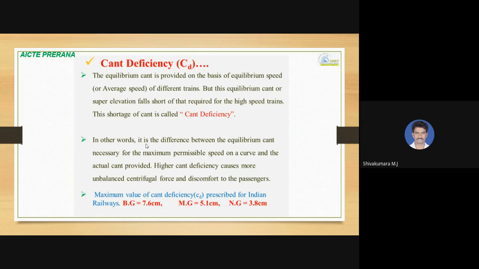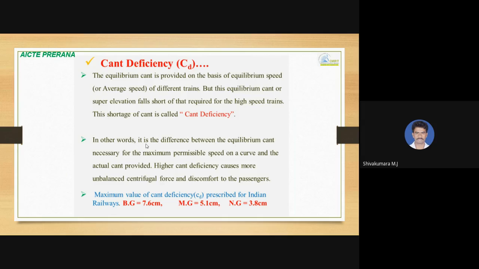Next is cant deficiency. The equilibrium cant is provided on the basis of the equilibrium speed of different trains. But this equilibrium cant or super elevation falls short of that required for high speed trains. So this shortage of cant is called cant deficiency. So in other words, it is the difference between the equilibrium cant necessary for maximum permissible speed on the curve and the actual cant which is provided. So this difference is called cant deficiency.